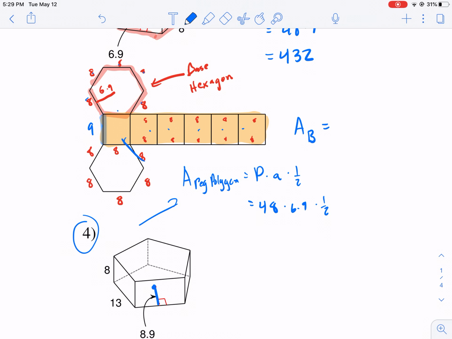Again, I'm going to use my calculator, so I go 48 times 6.9 times 0.5, or 1/2, and I get 1,656.